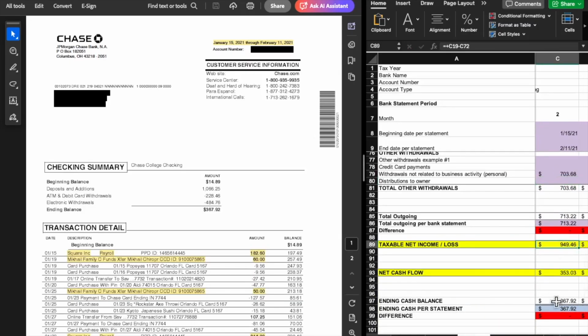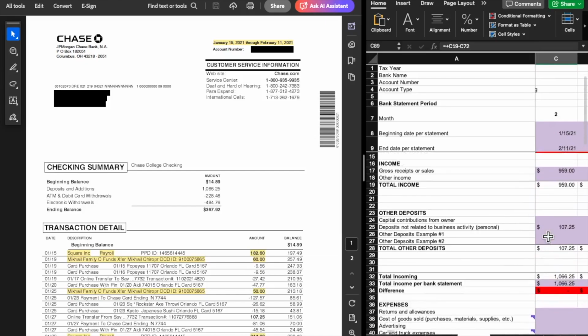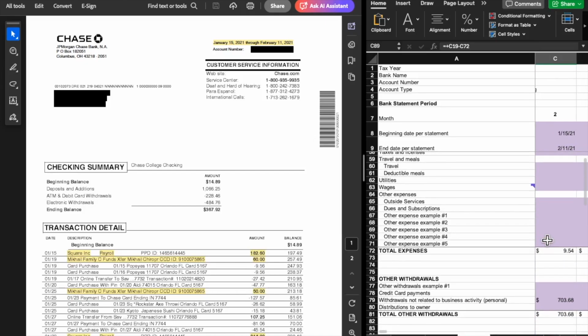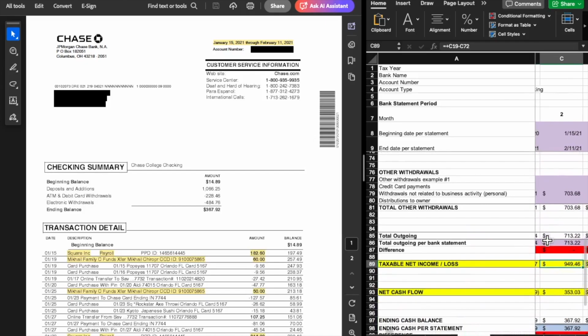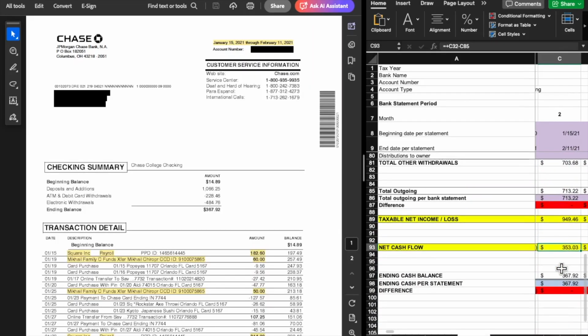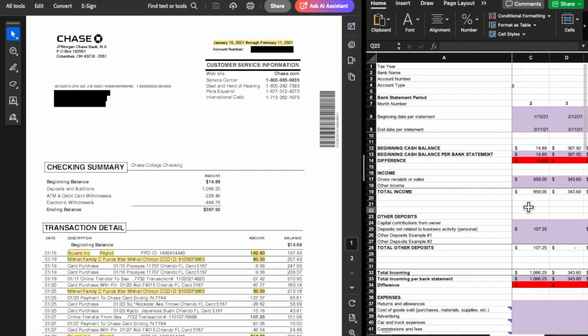And then my formula is telling me I made about $949 this month for this period. And that's my cash flow for the period. My ending cash per statement was 367, and that agrees to what I'm calculating here on the template. So you would do that for all the months in the year, which I've already done here.